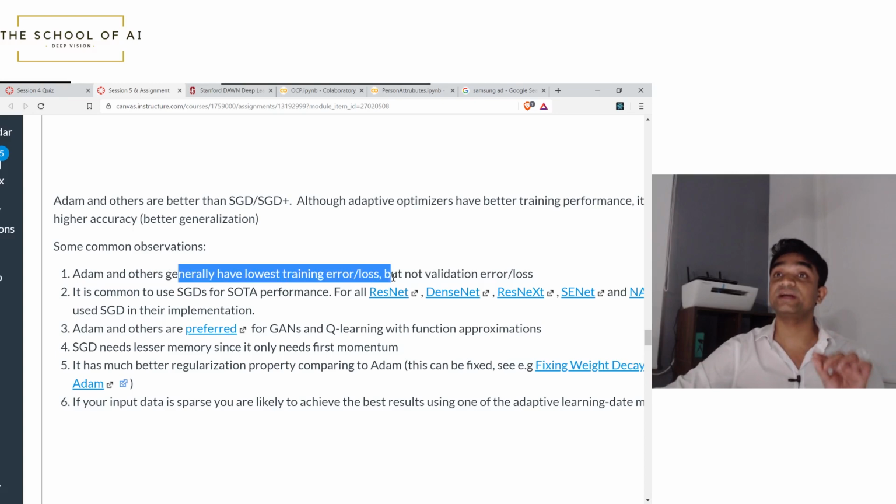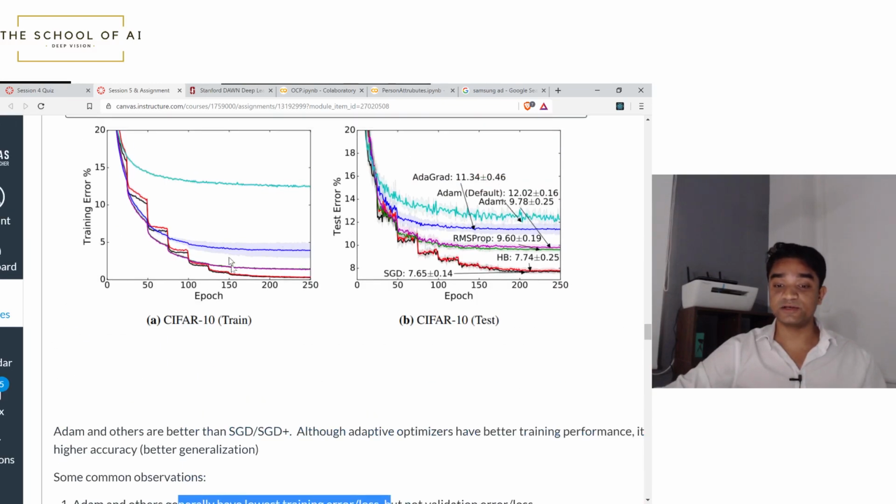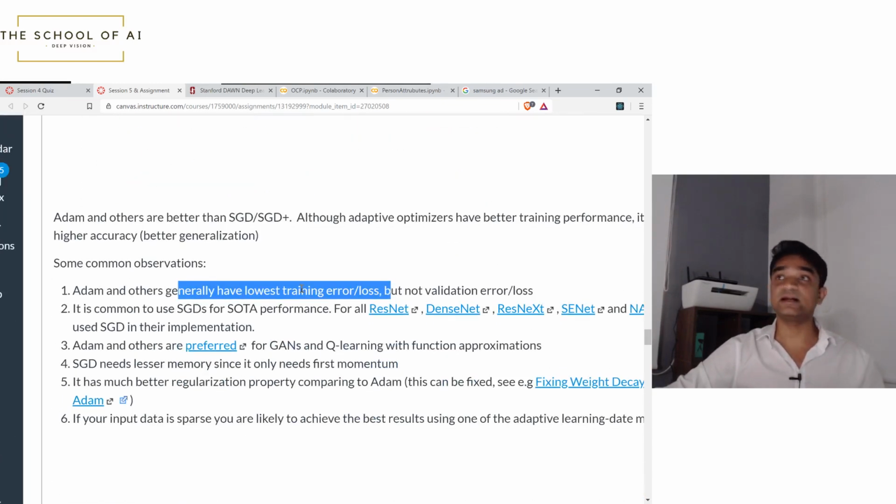They are going to give you low training error, by the way. Here is an exception. But if you use Adam and Adagrad and other guys, you're going to get low training errors. SGD is going to give you higher training error. But we're not interested in the higher or lower training error. We're interested in lower validation error. And at validation, these guys are never going to beat SGD with momentum.